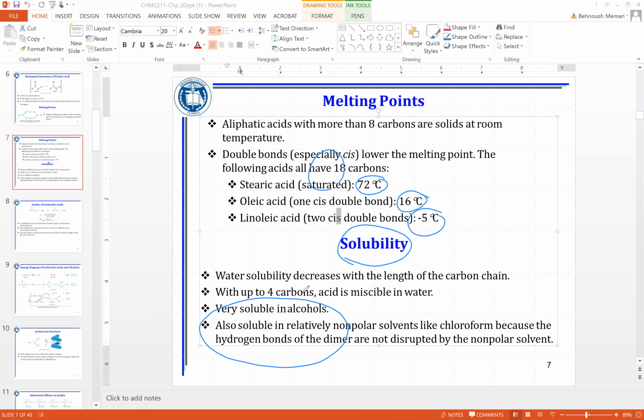Solubility: carboxylic acids with less than 5 carbons would dissolve in water, but if they have 5 carbons or higher, they are not going to dissolve in water, and the solubility is going to drop significantly right at 5 carbons.